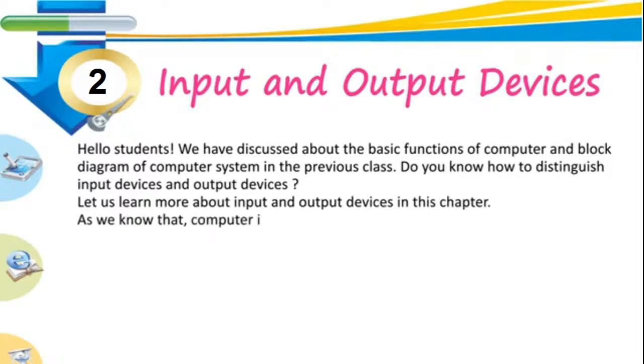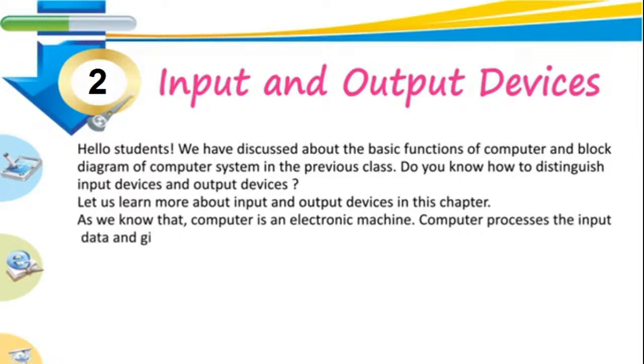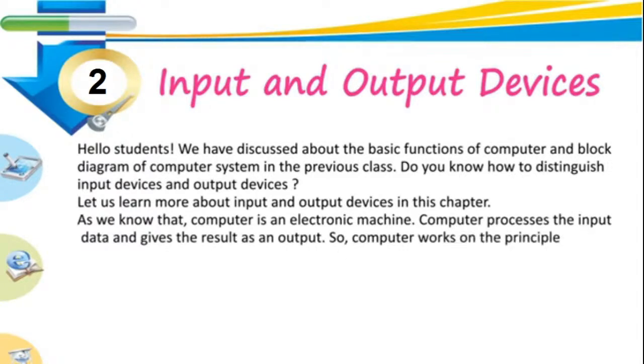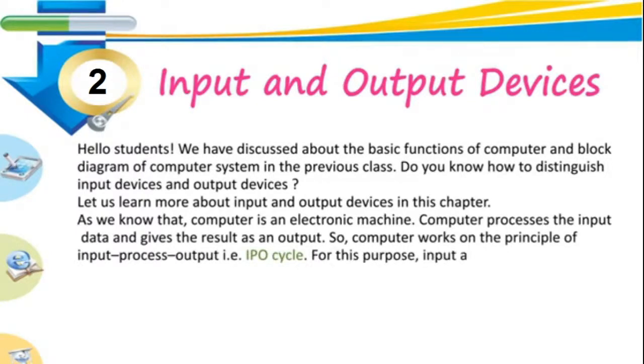As we know, computer is an electronic machine. Computer processes the input data and gives the result as an output. So, computer works on the principle of input, process, output, that is, IPO cycle. For this purpose, input and output devices are required.